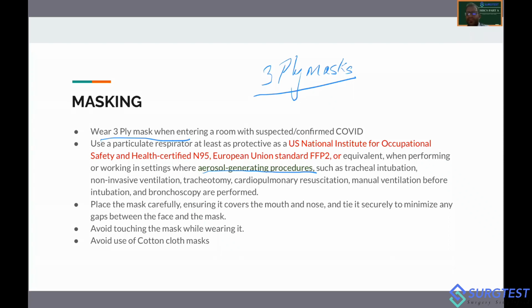So place the mask carefully, ensure it covers the mouth and nose, and tie it securely to minimize any gaps between the face and mask. There is one more strategy which you guys can do. I'm going to be demonstrating it on the N95 mask I have. It's a government issue mask issued by the government of Rajasthan. So this is the mask.